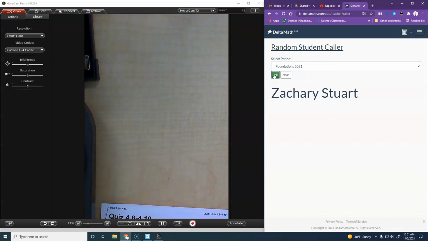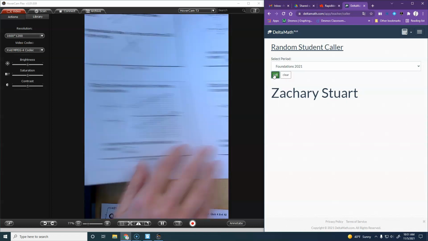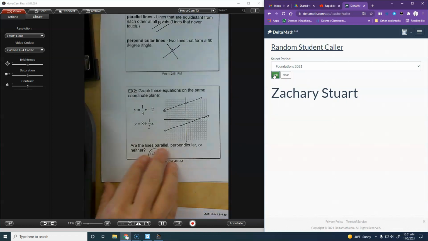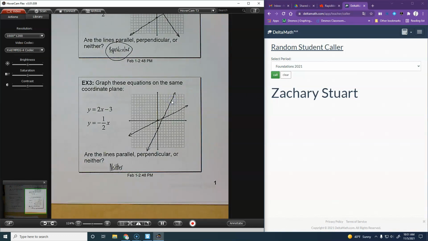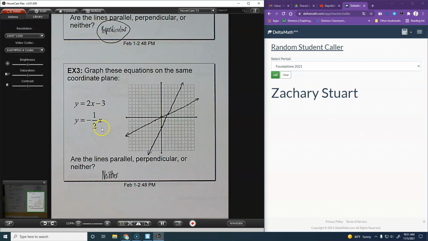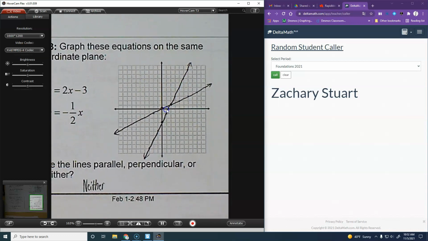Zach, number 3. Okay, so here is Zach's. Let's see if it'll let me. There we go. Zoom in a little bit. There. Okay, so y equals 2x minus 3. That would be this line right here, this steeper line, right? You think that looks good? Y-intercept at 3, slope of 2, so it looks good.